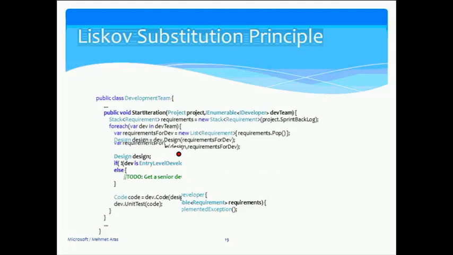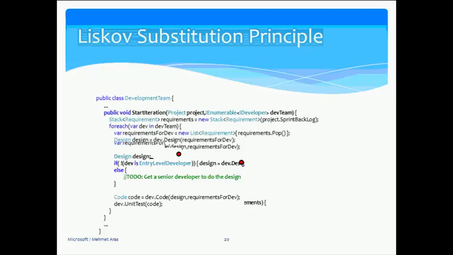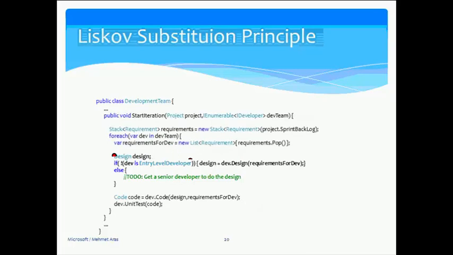So we get a design. We look at the developer. If the developer is not an entry-level developer, we say that, okay, we are going to let this developer do the design. However, if the developer that we grab from the development team is an entry-level developer, we are going to get a senior-level developer to do the design, right? So we are making a decision based on the runtime type of this abstraction. Now, this is a smell, right?